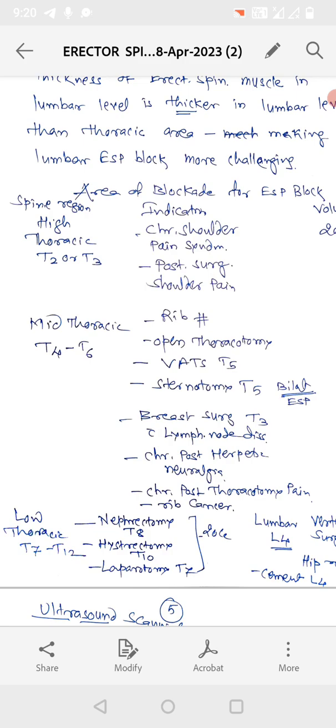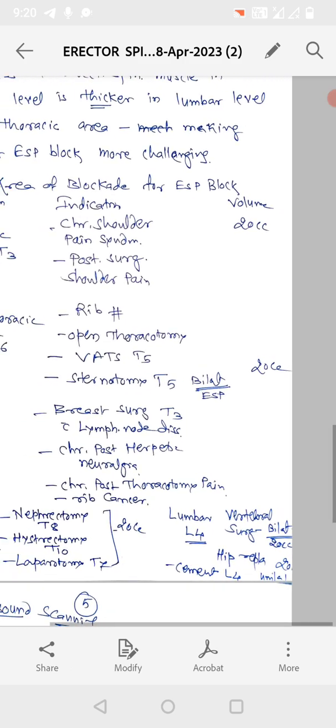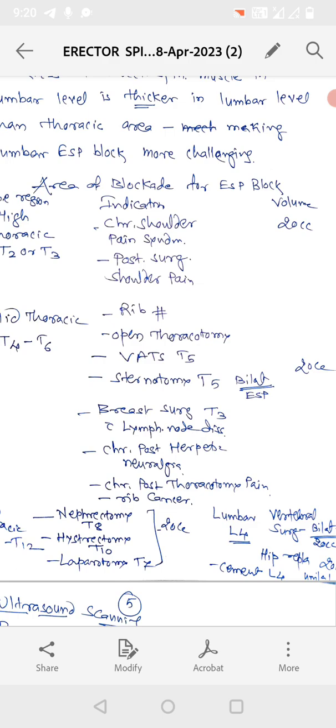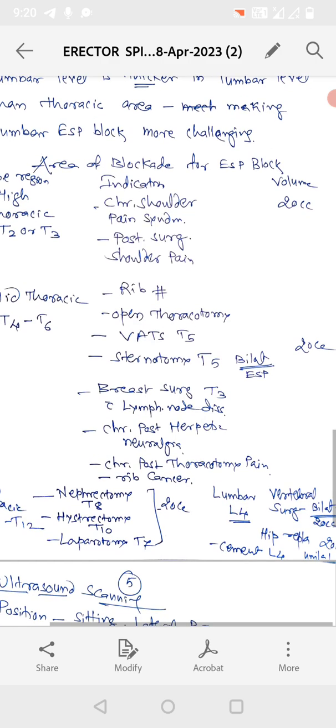Low thoracic is T7 to T12. It is for nephrectomy at the level of T8, hysterectomy at the level of T8 to T10, and laparotomy at the level of T7. The drug volume is 20 cc, and it can be given for hip replacement at the level of L4.